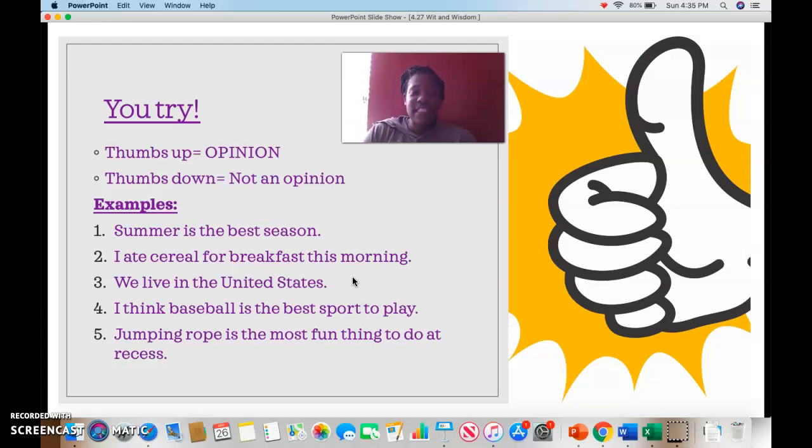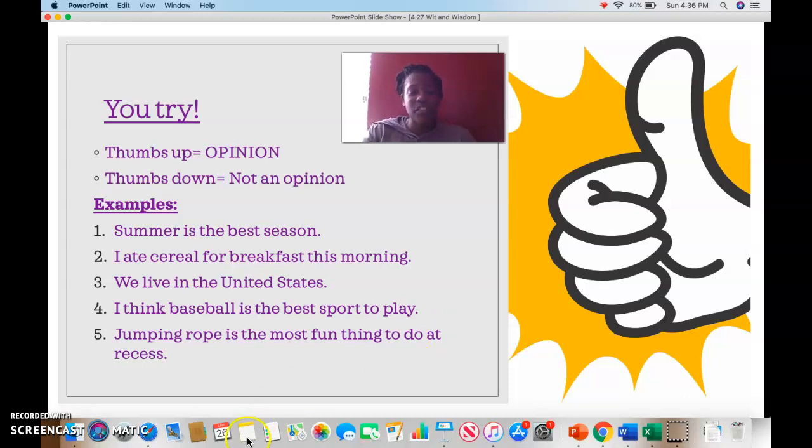Next, we live in the United States. You're right again. Thumbs down. That is not an opinion. That is a fact. We all live in the United States. I think baseball is the best sport to play. Can't trick you guys. Thumbs up. Yes, that is an opinion. Not everyone thinks that baseball is the best sport to play. I know some of my students, Tadrian, Camelo, some of you guys think that football or basketball is the best sport to play. So that's an opinion.